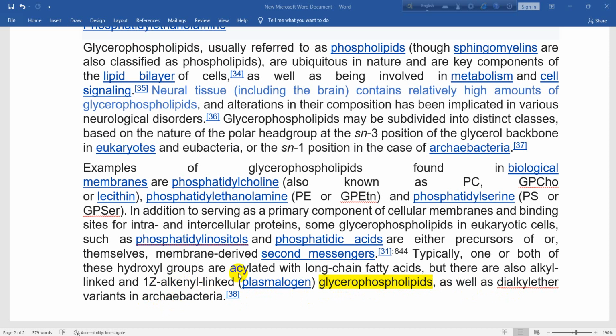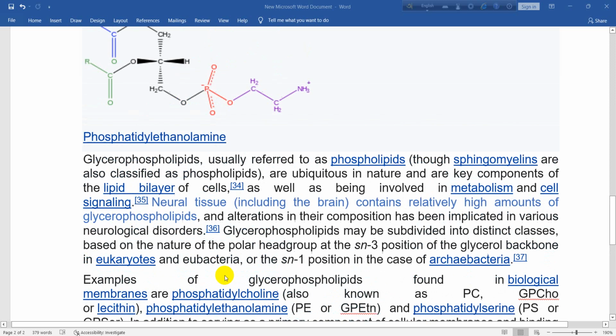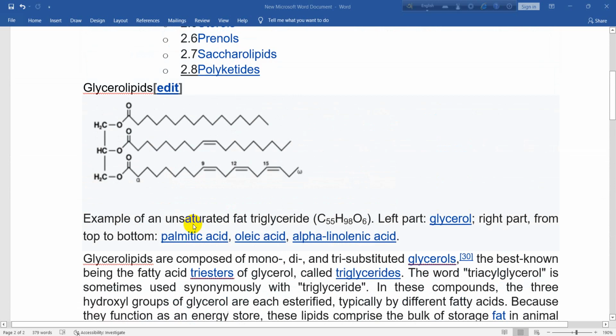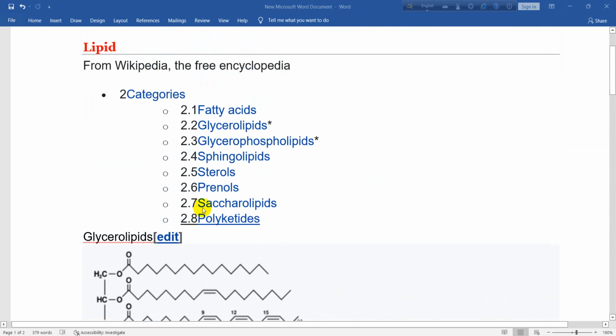So I have already completed my reading on glycerophospholipids and phospholipids. So these are the categories of lipid, glycerolipids and glycerophospholipids. I hope you have enjoyed listening to these videos on the categories of lipid, namely glycerolipids and glycerophospholipids.